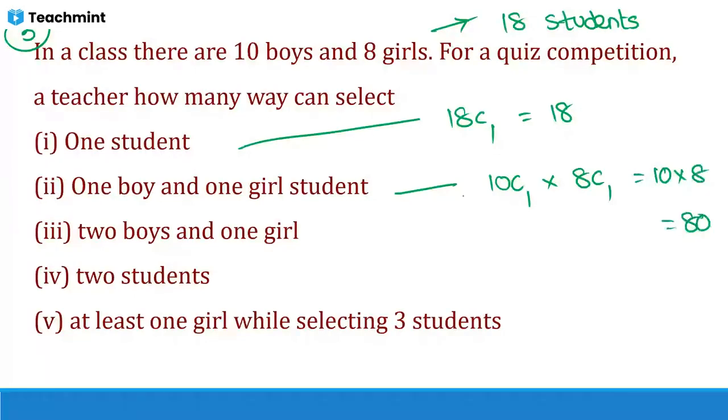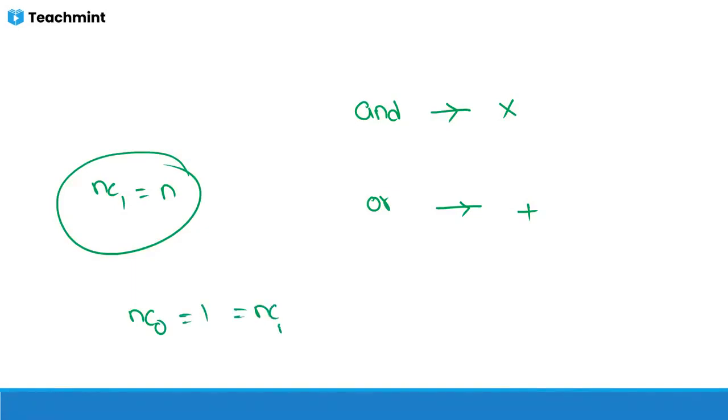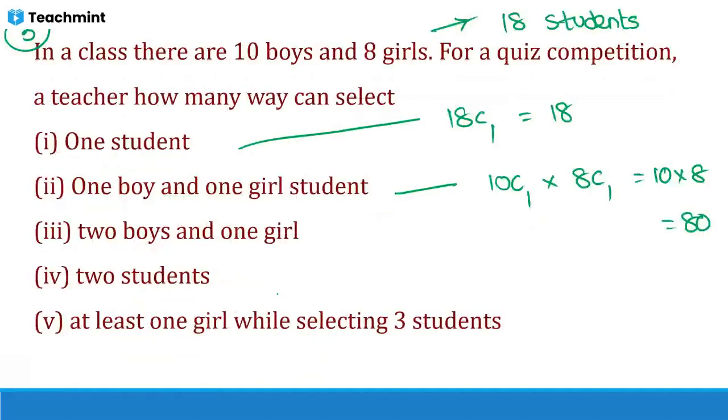NC1 means n, my dear friends. Going forward while doing calculations, just keep in mind NC1 is simply n. NC0 is 1, NCN is also 1. NC1 is nothing but n. So among 18 people selecting one, here one boy among 10 boys, one girl among 8 girls.